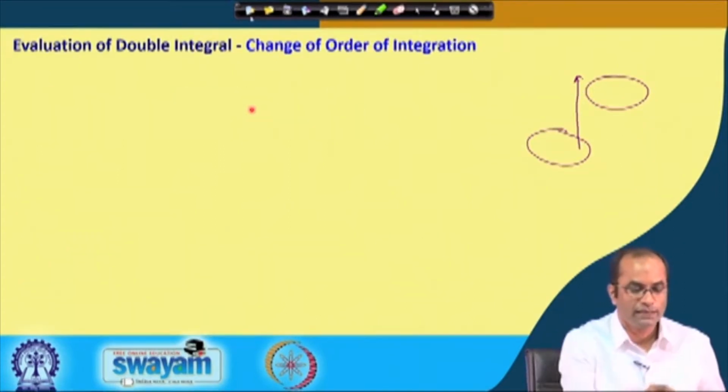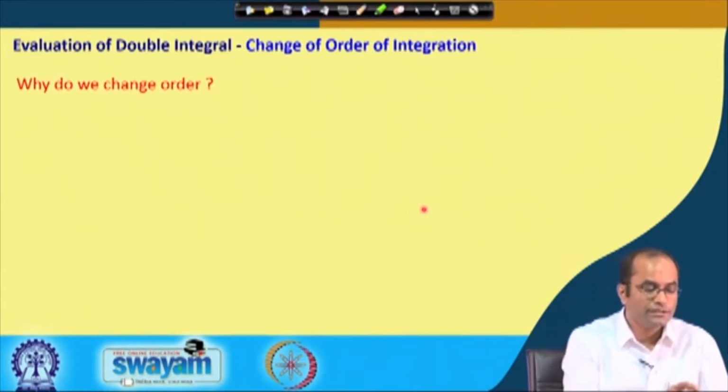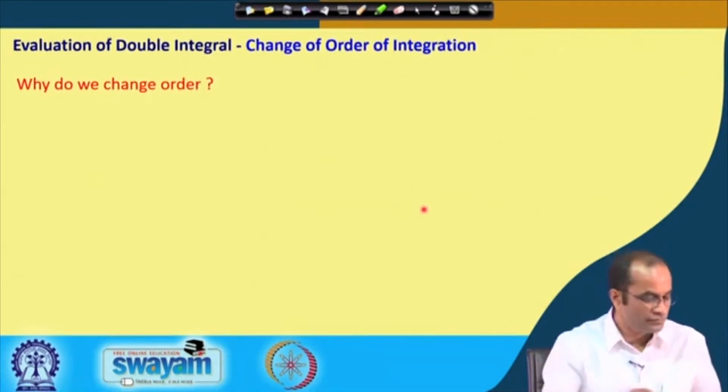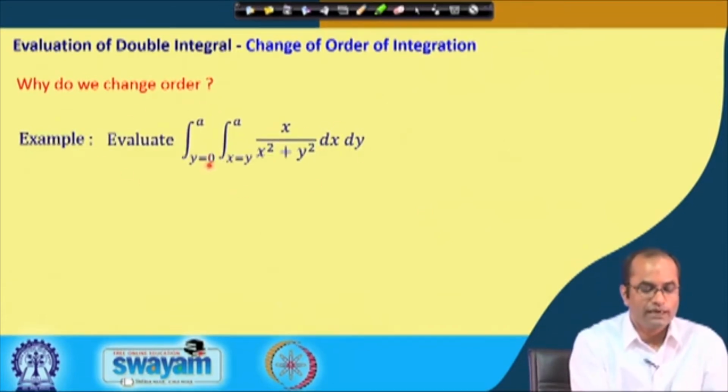So the question here is why do we change the order. One reason will be very clear from this example. Suppose we have this integral, the inner one x over x squared plus y squared with respect to x, and the limits for x go from y to a. So x is equal to y to x is equal to a, that is the limit of the inner integral, and for the outer one we have y equal to 0 to y equal to a.